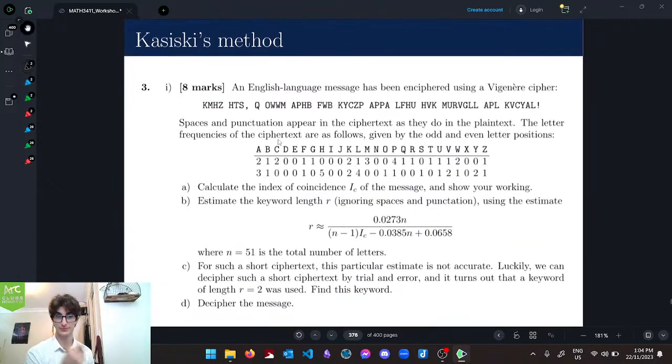So let's have a look at a question on Kasiski's method. This is from, I believe, 2019, question 3i. We have an English language message that has been enciphered using a Vigenère cipher. So this is the message encoded. Spaces and punctuation appear in the text as they do in plain text, so we don't have to worry about commas or spaces representing letters. We can be confident that the contents of the message are strictly held in these little islands of letters.